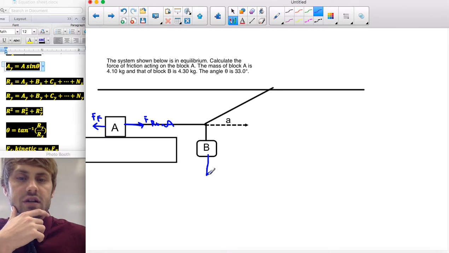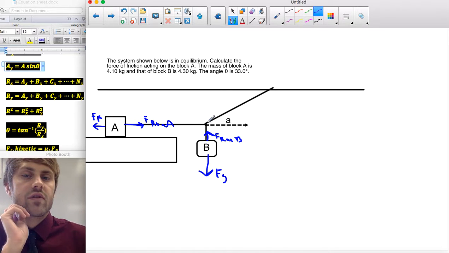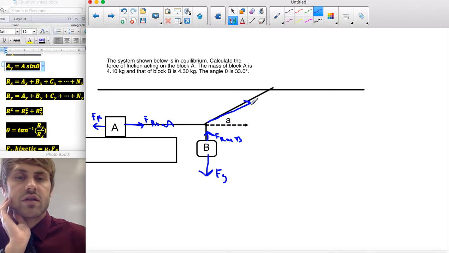B is going to have a force acting on it, but since it's not touching anything else, that force is just going to be the force of gravity, and then of course the force of the rope pulling up on B. So we'll call it force of rope on B. Lastly, we have our force at this angle this way, which is pulling us up towards the ceiling.